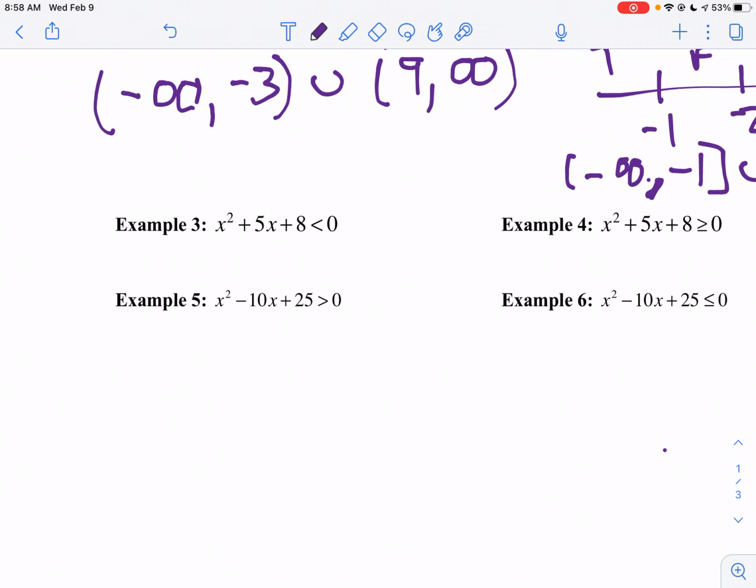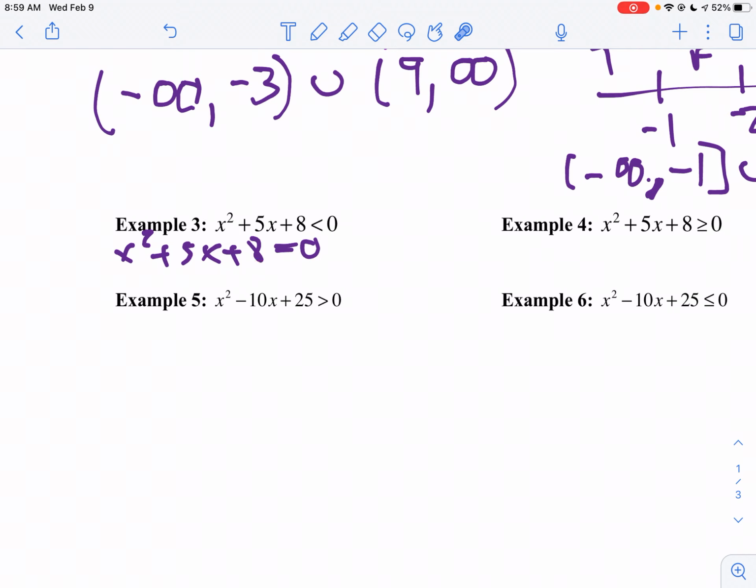Taking a look at example 3, we want to solve this inequality that says x squared plus 5x plus 8 is less than 0. So I go to solve the related quadratic equation. So I go x squared plus 5x plus 8 equals 0. Notice that's not factorable, is it? If I do b squared minus 4ac, I get 25 minus 4 times 8. I get a negative. This answer is going to be complex.